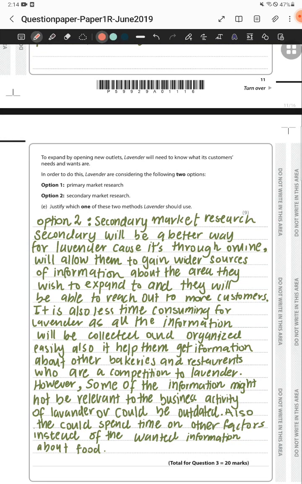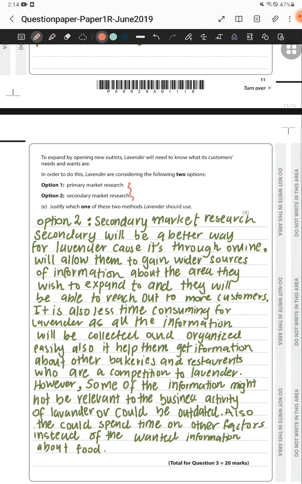Alright, our last part for question number 3 is a 9-mark question. I think this one is easy. You have these two. So to expand by opening new outlets, Lavender will need to know what its customer needs and wants are. In order to do this, Lavender are considering the following 2 options: primary market research or secondary market research.